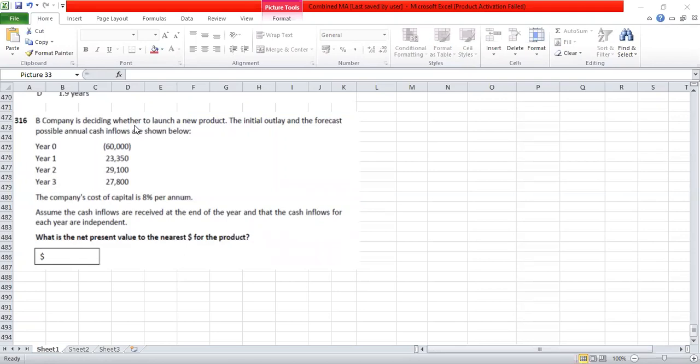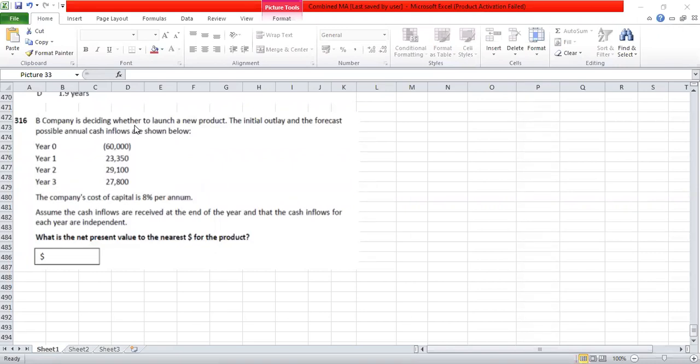So today's investment is 60,000. If they invest an amount of 60,000 as of today, year zero, then in the next 3 years, year 1, year 2, year 3, some cash inflows are expected: 23,350, 29,100, 27,800. These are the expected cash flows. Fine. The company's cost of capital is 8%.